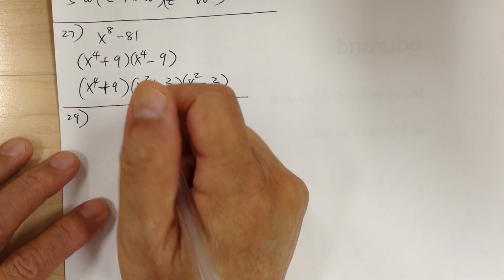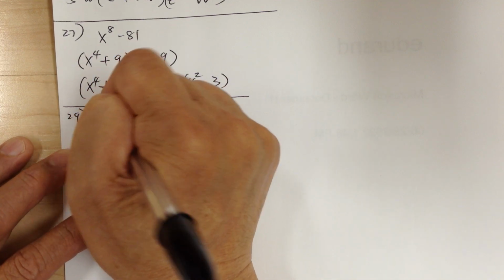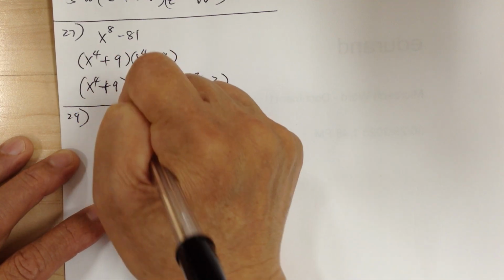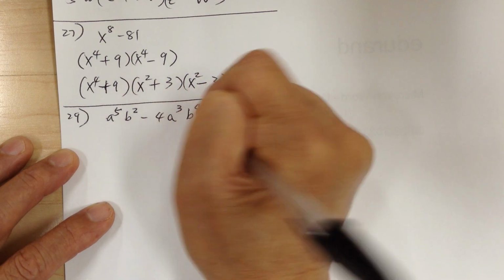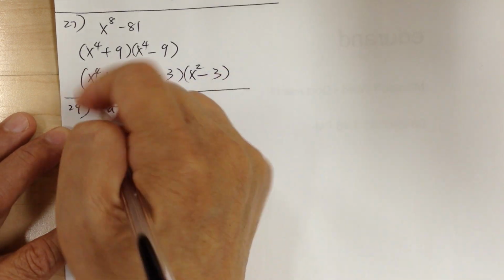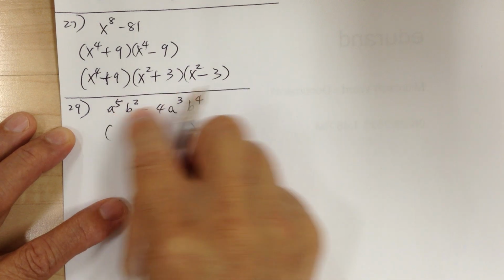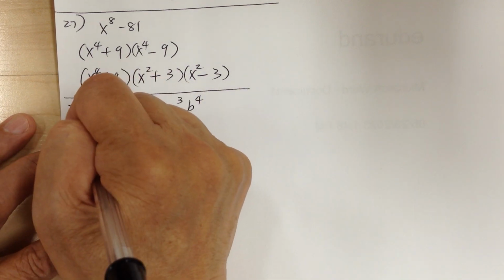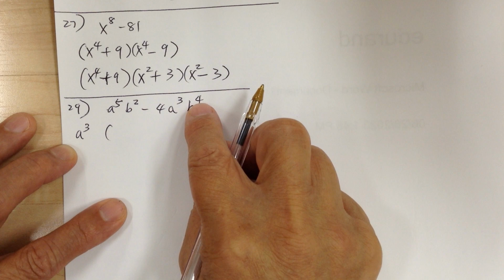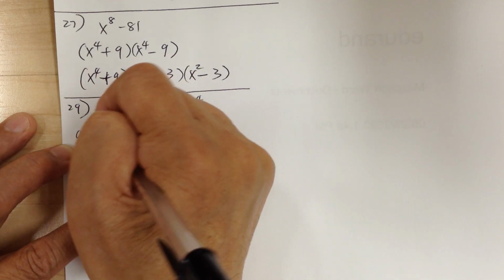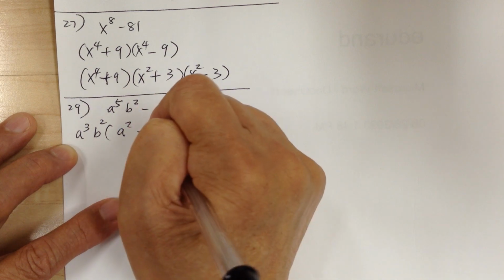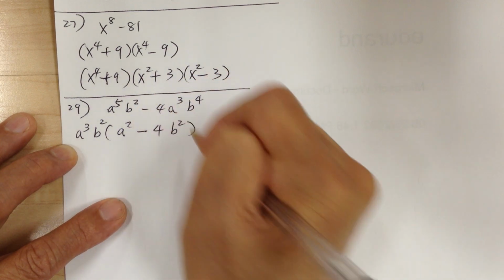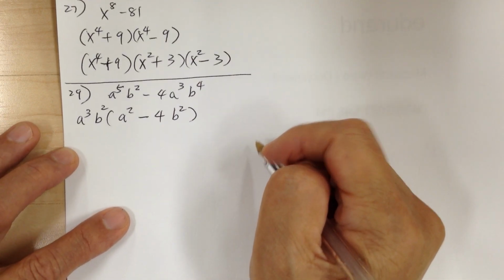Okay, 29. You've got a to the 5 b squared minus 4 a to the 3 b to the 4. So step 1: you've got a to the 5 and a to the 3, so let's factor out the a to the 3. And you've got b squared and b to the 4, so let's factor out the b squared. You're going to end up with a squared minus 4b squared. Okay, so that's your step 1.